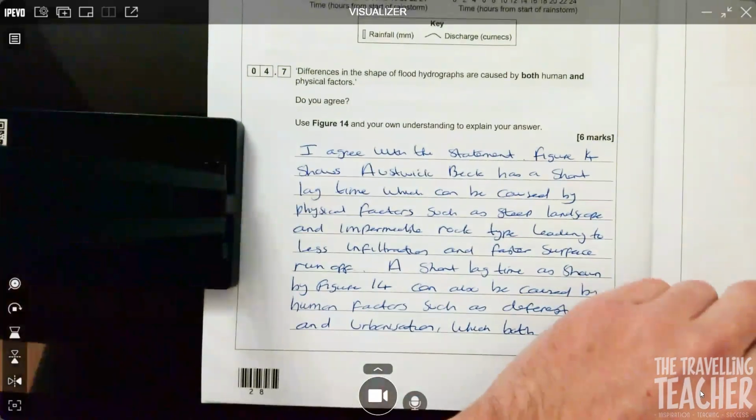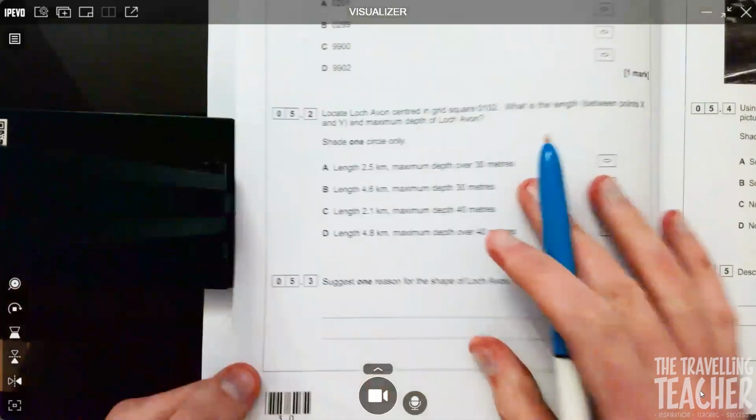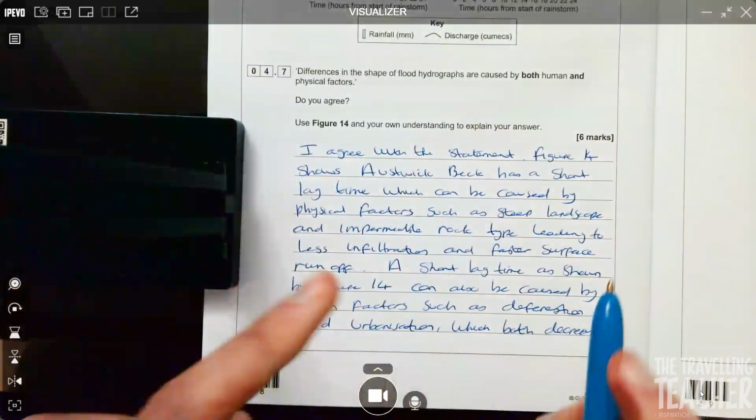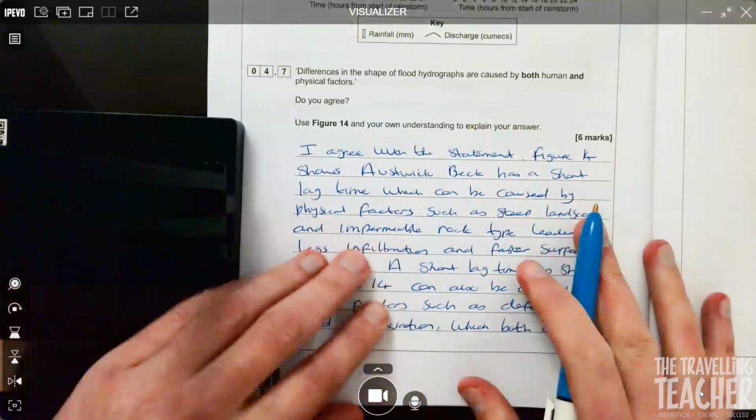Right, the last section is glaciation. We're not going to answer that section because in section C, you've only got to answer 2 sections, which is going to be rivers and coasts for this particular paper.